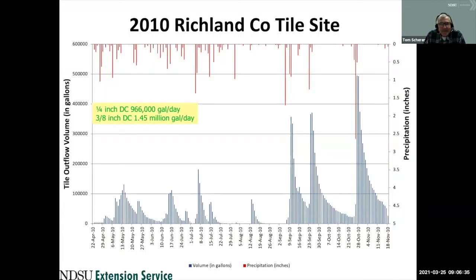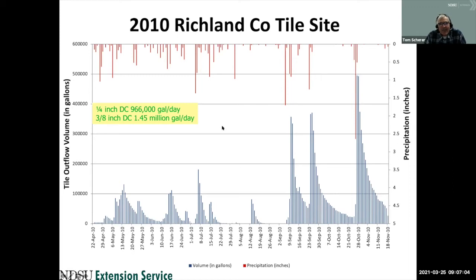So just to give you some idea, this is a site in Richland County, 142 acres. This was in 2010, a very wet year. I think between April 22nd and November 18th, we received over 25 inches of rain, almost 26. And you can see in the fall, we had a lot of rain. And that's when we had our maximum flow coming out. But it peaked at about 500,000 gallons a day coming out of the tile.